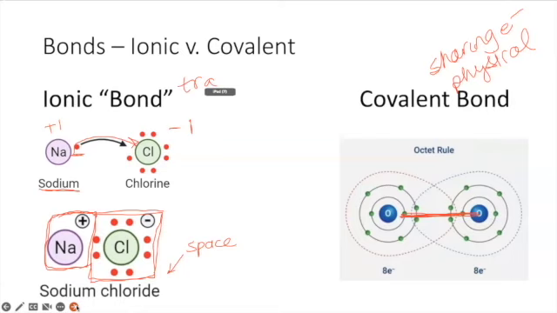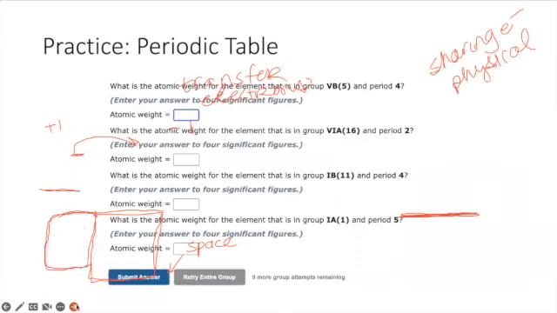So, transfer of electrons. We'll talk about ionic bonds a little bit more later, but I had to kind of introduce it a little bit because of, again, your Labster, and it makes the periodic table make a little bit more sense.